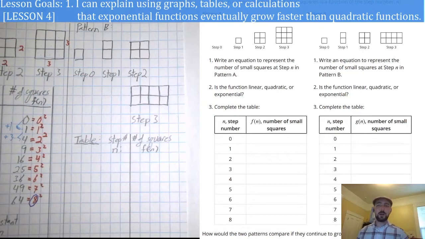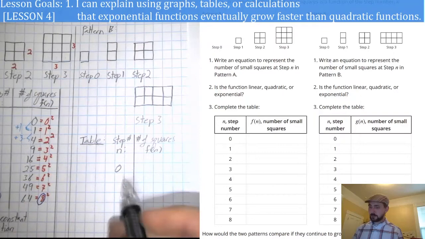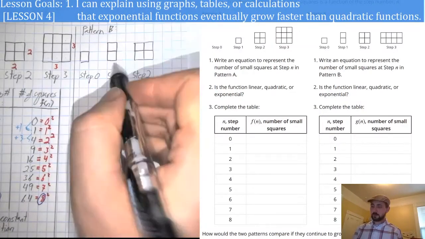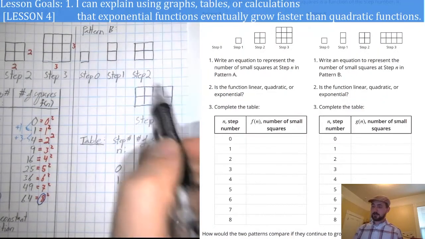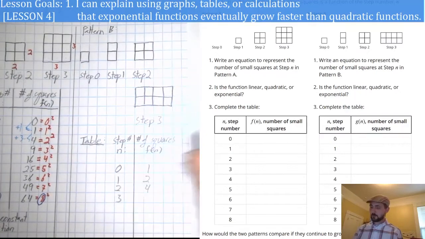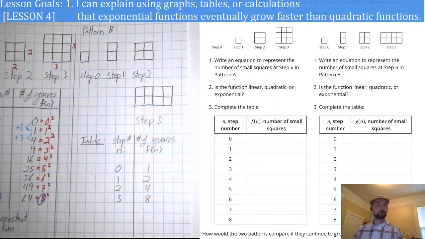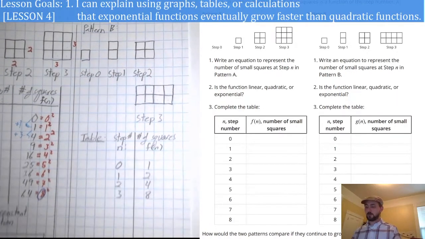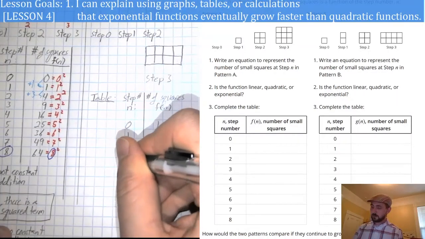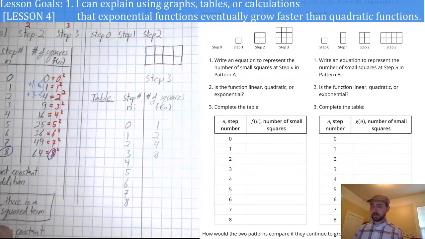Okay, welcome back. So let's fill out this table. In step 0, there is 1 square. In step 1, there are 2 squares. In step 2, there are 4 squares. And step 3, there are 1, 2, 3, 4, 5, 6, 7, 8 squares. Easy enough, but they want us to go all the way to 8 steps, sorry. So 4, 5, 6, 7, 8.